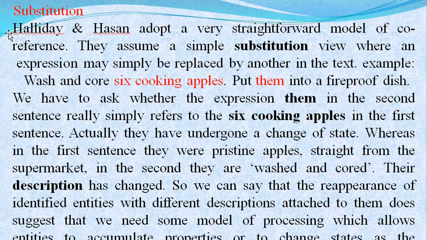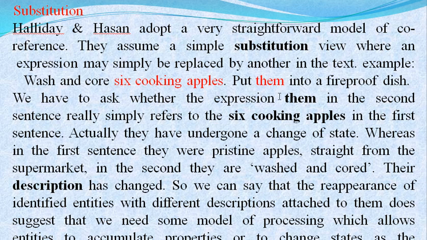The other term which shows connectivity and cohesion in the text is substitution. Okay, what is substitution? Halliday and Hasan adopt a very straightforward model of co-reference. They assume a simple substitution view where an expression may simply be replaced by another in the text. For example, look at this example: wash and core 6 cooking apples, put them into a fireproof dish. You see here, these are two sentences which are related to each other. In the second sentence we have the pronoun them. This them is a substitution for 6 cooking apples.